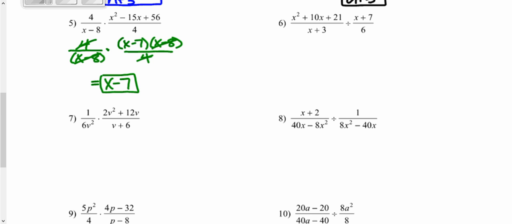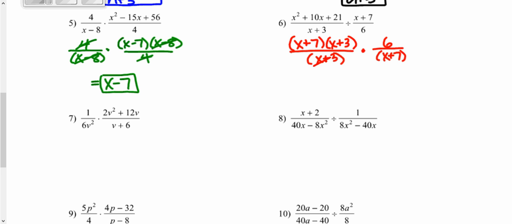So number 6 is division, so I am going to flip the second fraction as I'm rewriting. So starting with the first numerator, numbers that multiply to 21 add to 10, 7, and 3. Notice all these problems that we've been looking at, you can use the shortcut, so make sure you're identifying that. And then multiplying by the reciprocal of the second fraction.